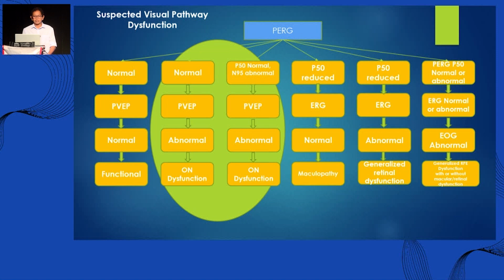So the next set would be where the pattern ERG is normal, or at least the P50 is normal. P50 is dependent on the ganglion cell input, and the N95 is the output of the ganglion cells. So if the P50 is normal, or the whole ERG is normal, we still do a pattern VEP, and if that is abnormal, the problem would be an optic nerve dysfunction.